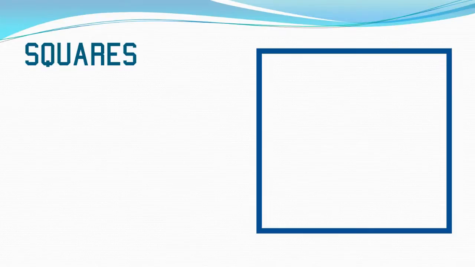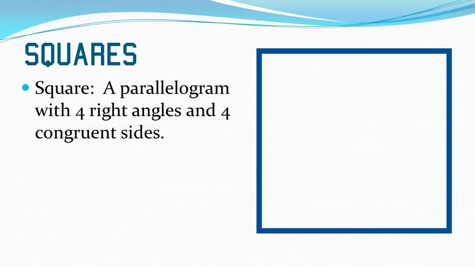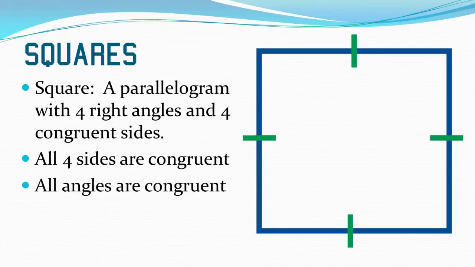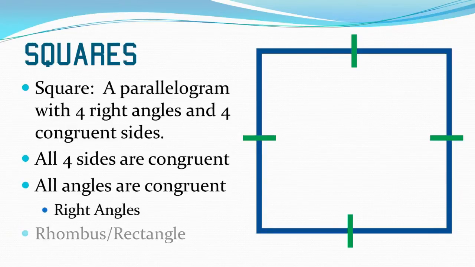A square is a very specific parallelogram. It's a parallelogram with 4 right angles and 4 congruent sides. So all of my sides are congruent. All 4 have the same exact measure, same exact distance. All of my angles are congruent, which means they're all right angles. This is because, even though a square is a parallelogram, it's also a rectangle. This is where we get the 4 right angles.